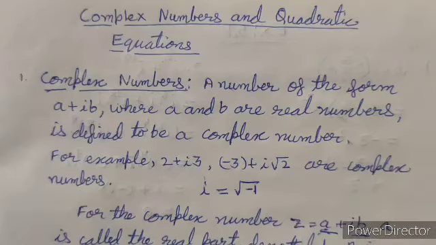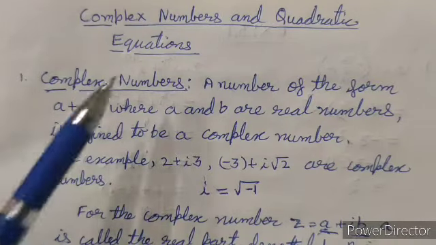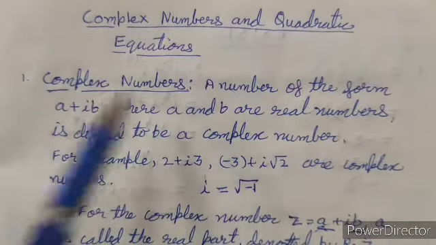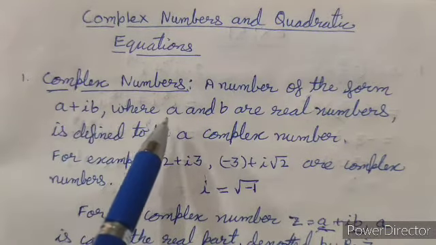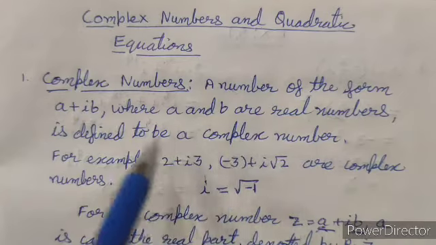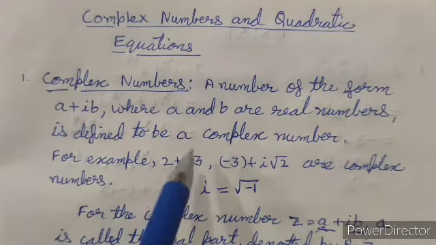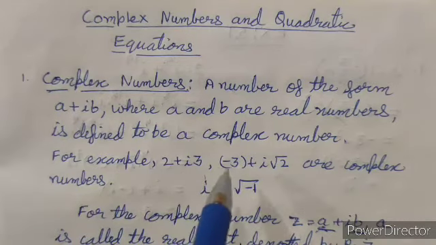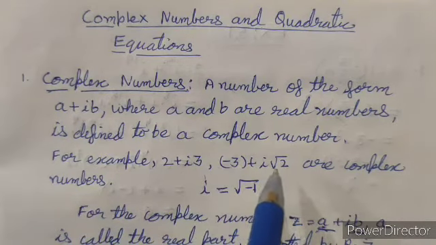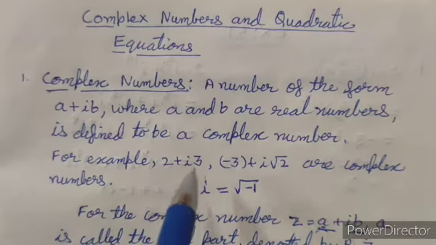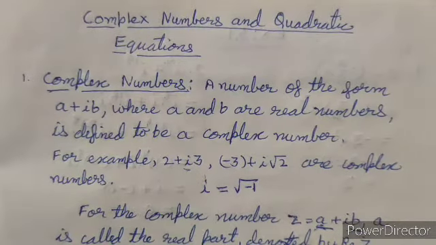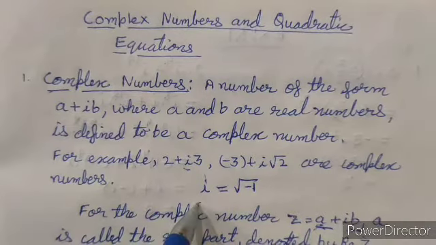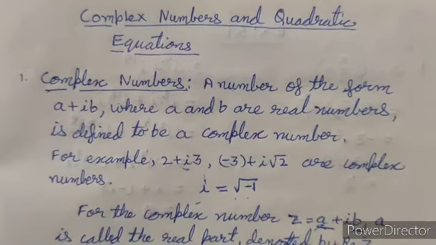Hello students, in this video we will start chapter number 5 of NCERT, that is complex numbers. Now what are complex numbers? A number of the form a plus ib where a and b are real numbers is defined to be a complex number. For example, 2 plus i3 and minus 3 plus i root 2 are complex numbers. Here i represents the imaginary part of the number and its value is equal to root minus 1.